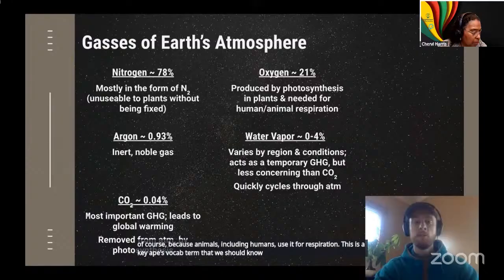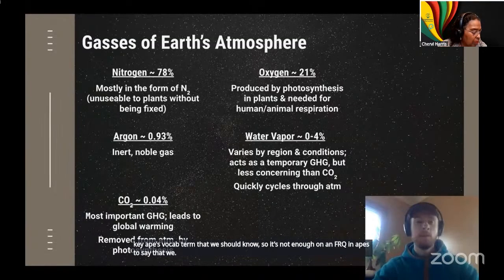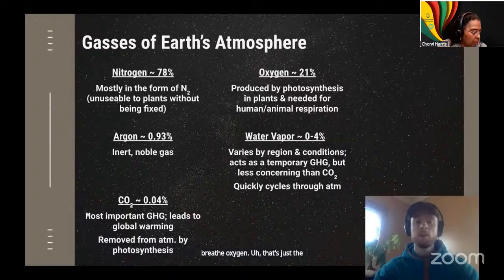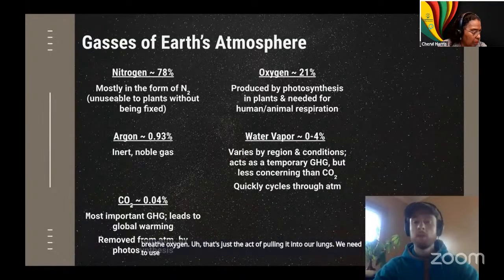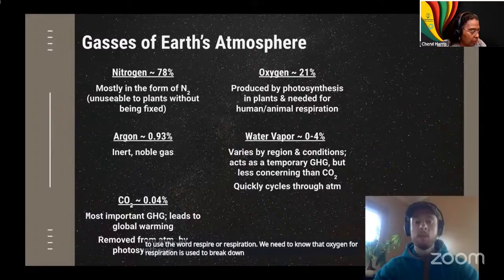So it's not enough on an FRQ in APES to say that we breathe oxygen. That's just the act of pulling it into our lungs. We need to use the word respire or respiration. We need to know that oxygen for respiration is used to break down glucose to form ATP, which is our main energy source.